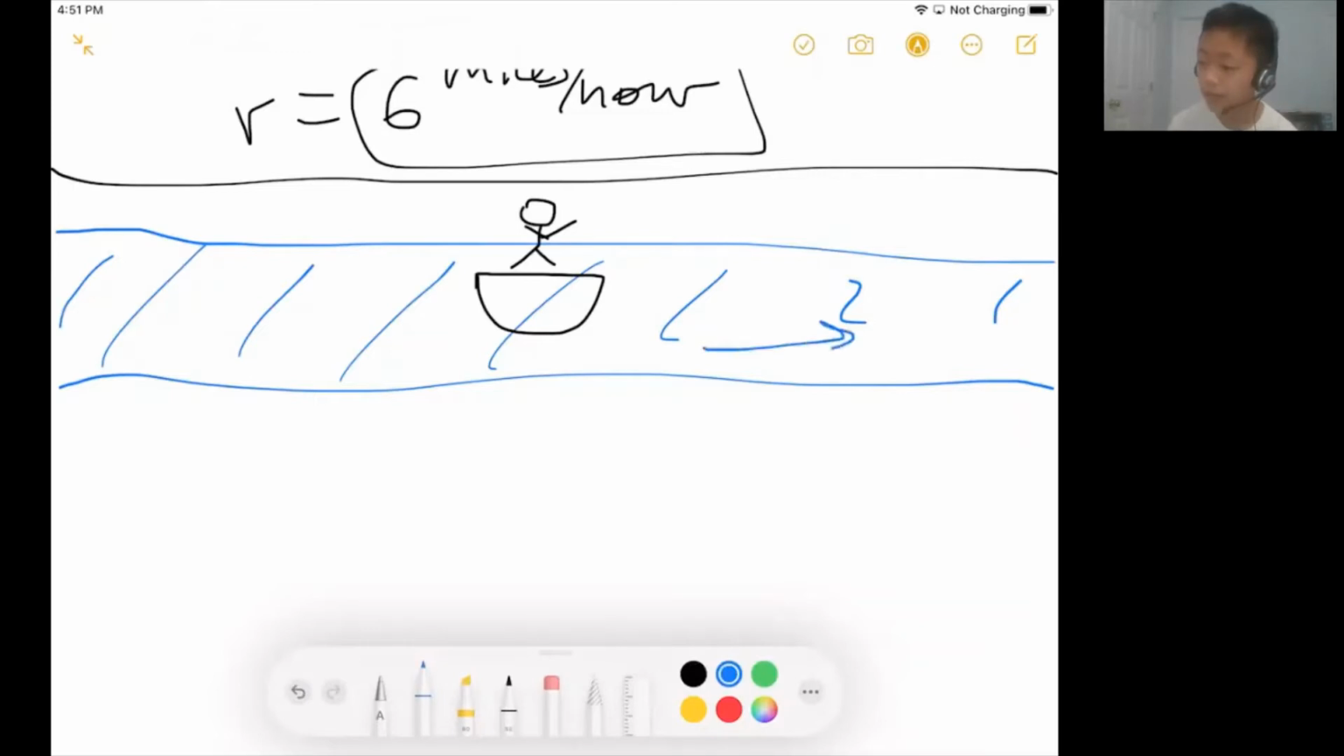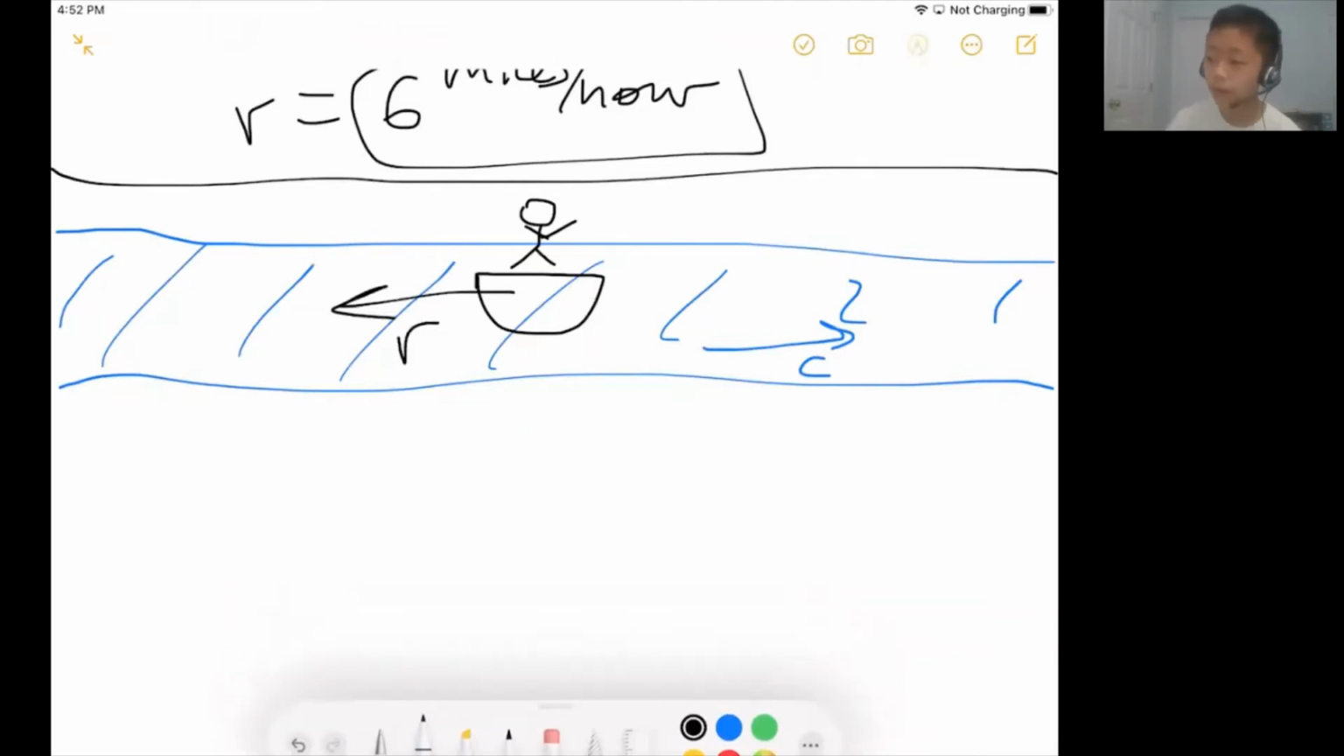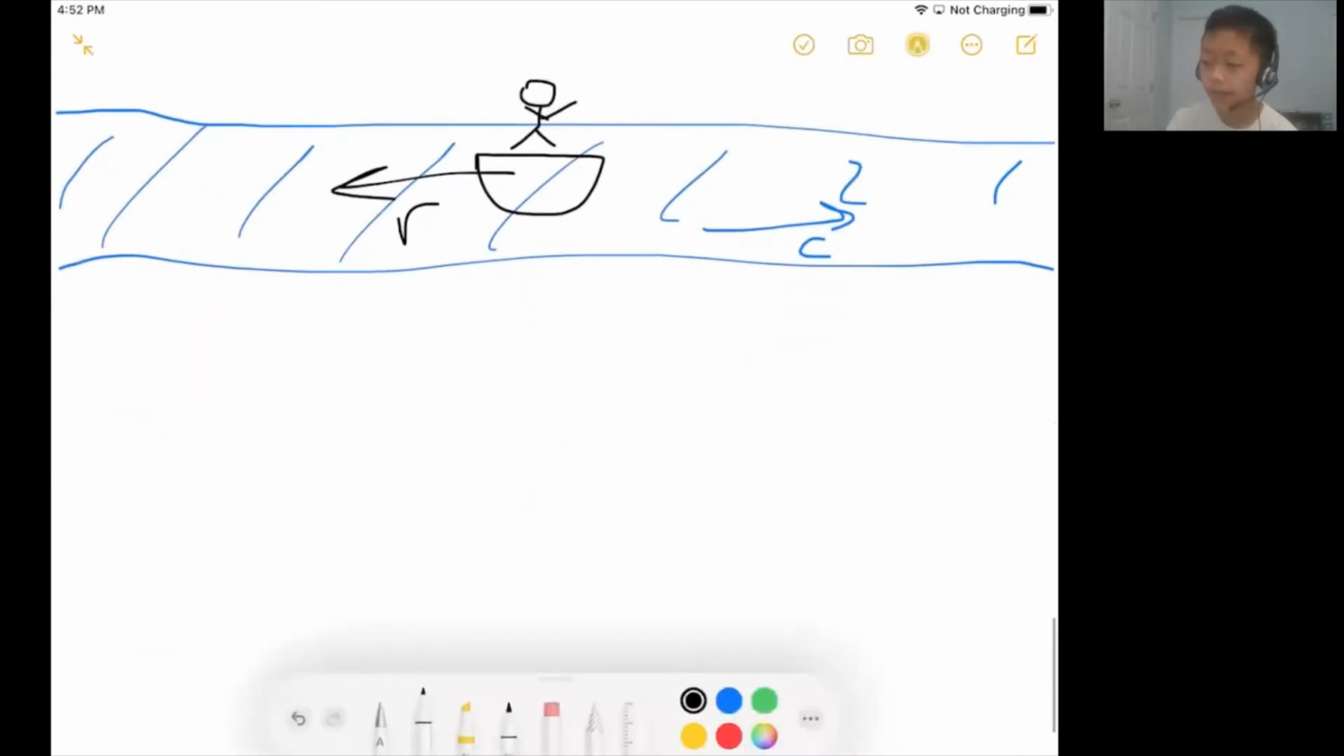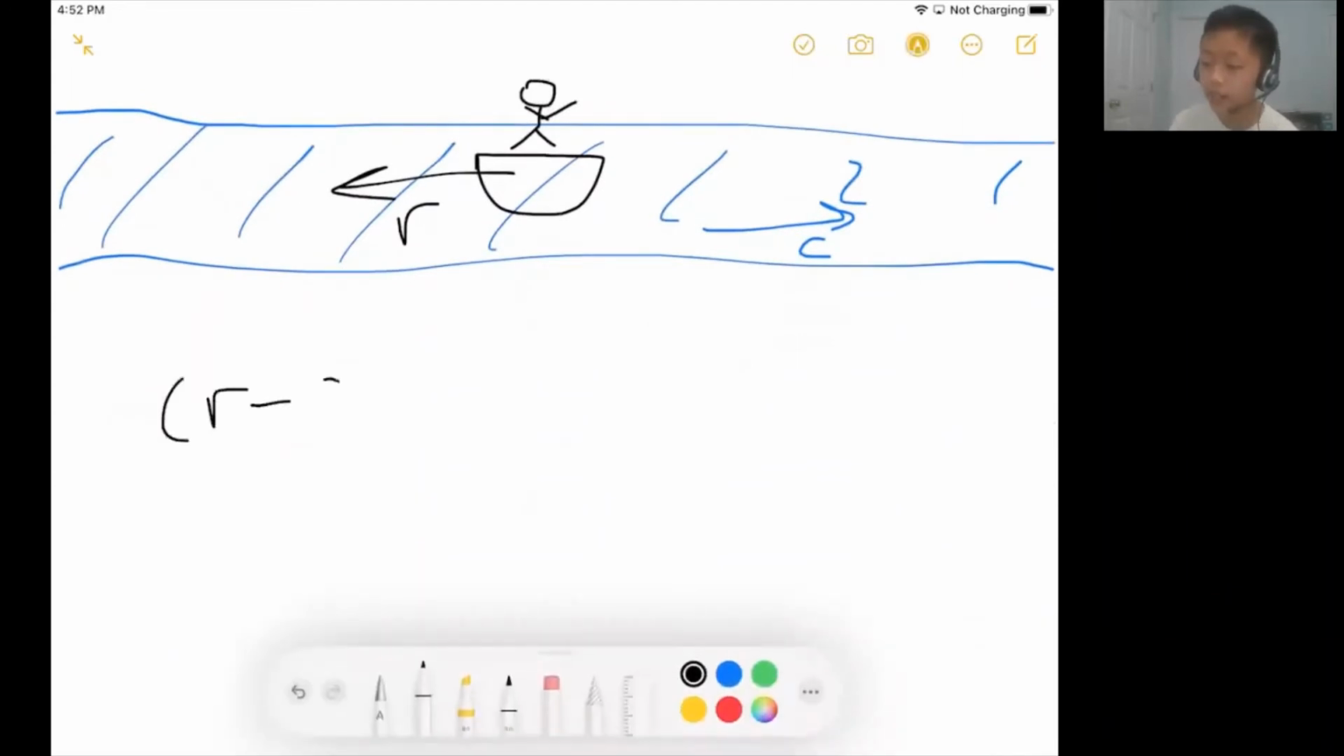Let C be the speed of the current, and let R be Jake's speed, Jake's rate, R. When Jake is traveling upstream, he's traveling in the opposite direction of the current, so he's going this way at a rate of R. As we found in the previous question, his net speed is going to be R minus C, since he's trying to travel at a speed of R, but the current is going to drag him backwards at a speed of C. So the net speed is R minus C.